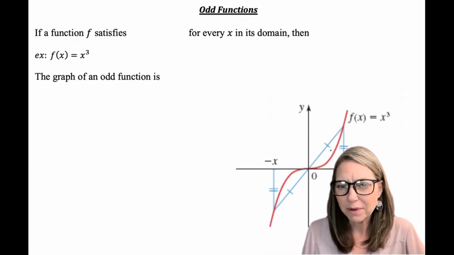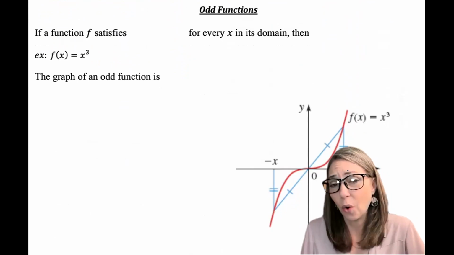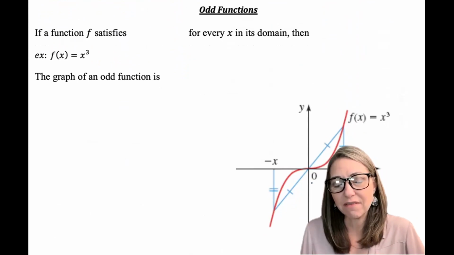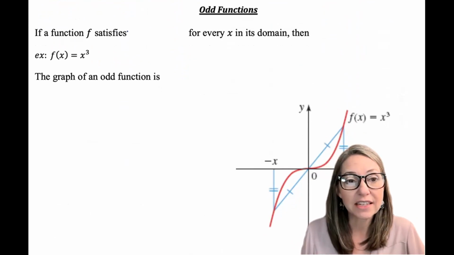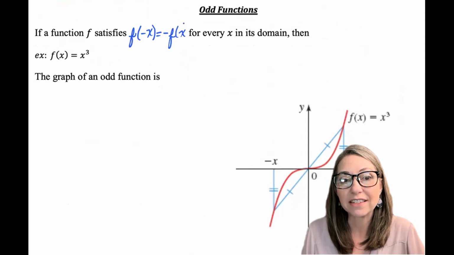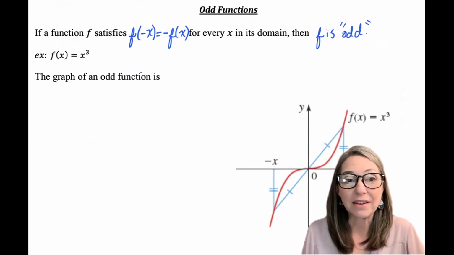An odd function is a little bit different. You can see from the graph here, it's not symmetric about the y-axis or the x-axis, right? If you flip it down, you don't get the same function, right? So it's a little different. It satisfies this statement. If the function f satisfies f of negative x is equal to the negative of f of x for every x in its domain, then we say f is odd. What does that mean, right?